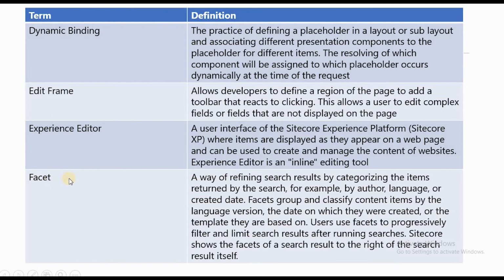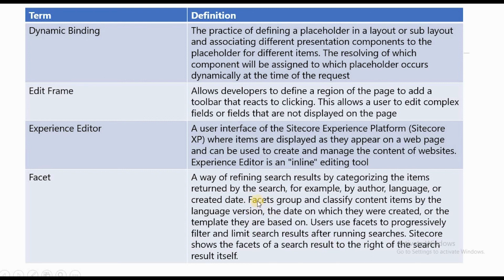What is a facet? So it's a way of refining search results by categorizing the items returned by search, for example by author, language, or created date. Facets group and classify content items by the language version, the created date, or the template they are based on. Users use facets to progressively filter and limit search results after refining searches. Sitecore shows the facets of search results to the right of the search results themselves.